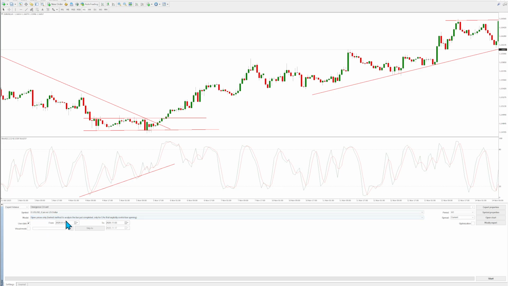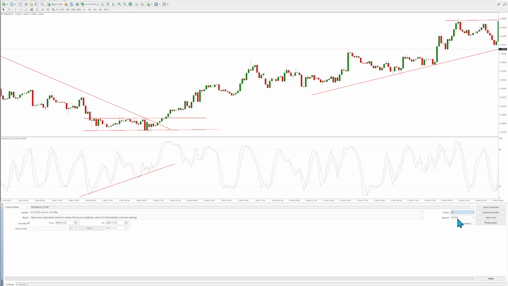So I leave on open prices only just to get initial settings, and then you can always switch over to every tick when you want to fine tune them. But open prices only is a lot faster just to get an idea of what settings you would like to use. So use date, you can choose the dates that you would like to test over. So we'll just choose the previous year.